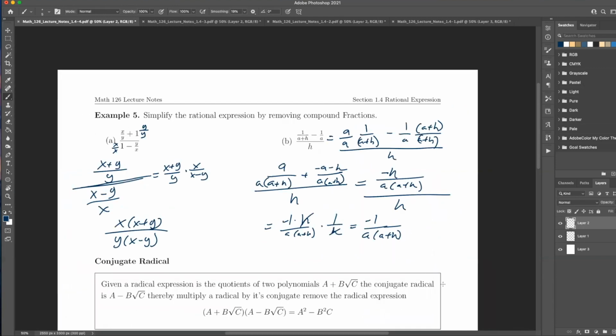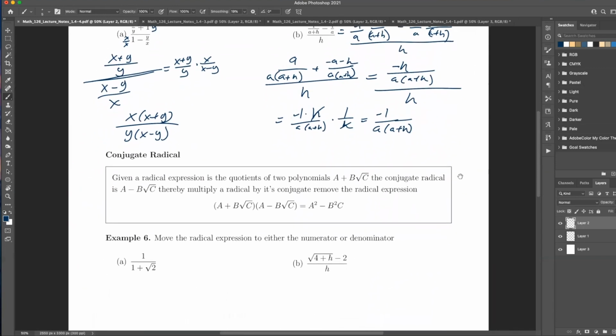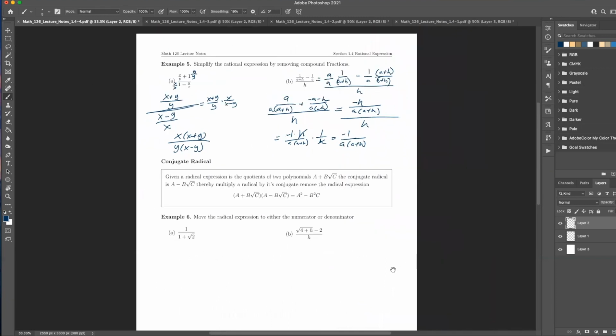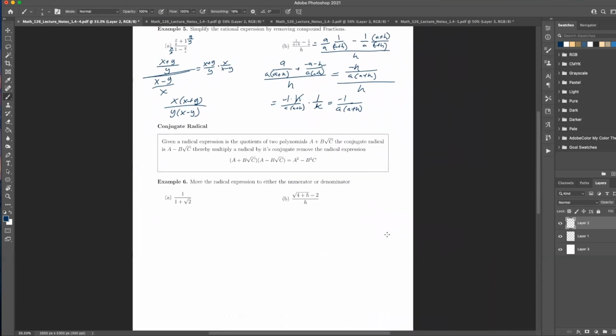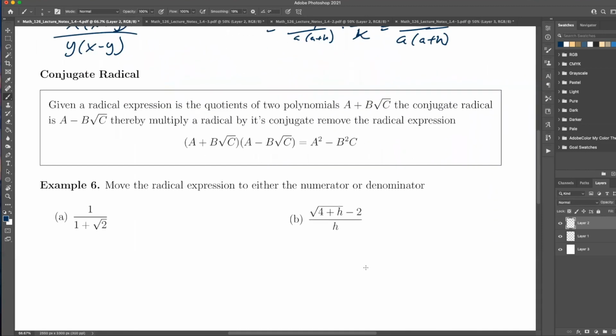All right, so let's talk about complex radicals. Let me just zoom out real quick. That way you can still write if you need to. So given a radical expression, a plus b square root c, the conjugate radical is a minus b square root c. And that way, if you multiply it together, it gets rid of the radical expression. This is useful for doing some things. So let me zoom on in. We'll go ahead and do it.